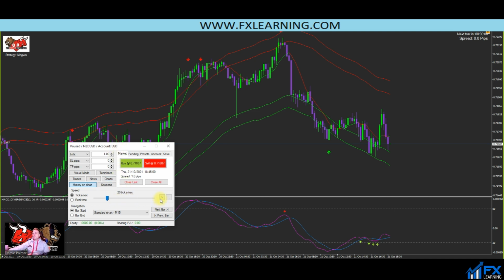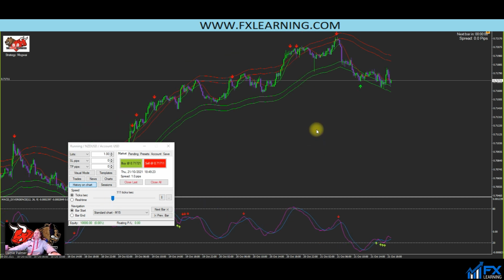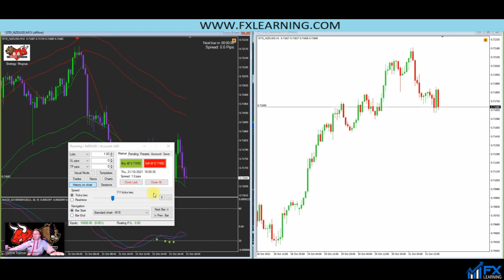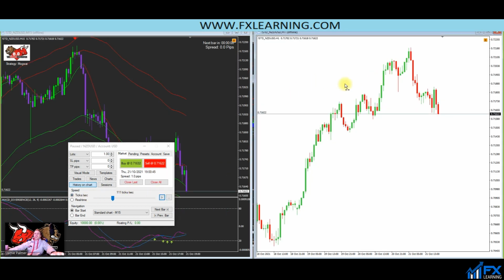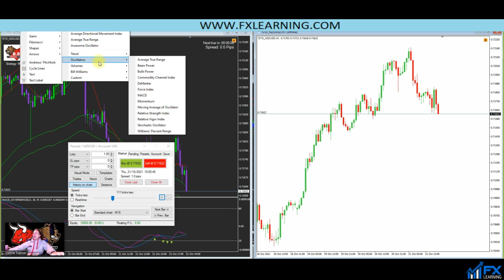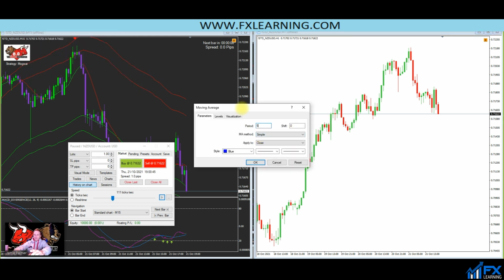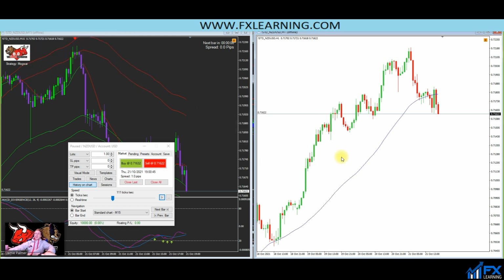So if we just press play like this here, okay, I'll just pop it side by side like this here. And just to start it off, to make it a bit easier for you to see, I'm just going to add a moving average on the screen on the right, which is my price action. So let me just add a trend moving average. Let's put a 50 moving average in like this here, and there we go.